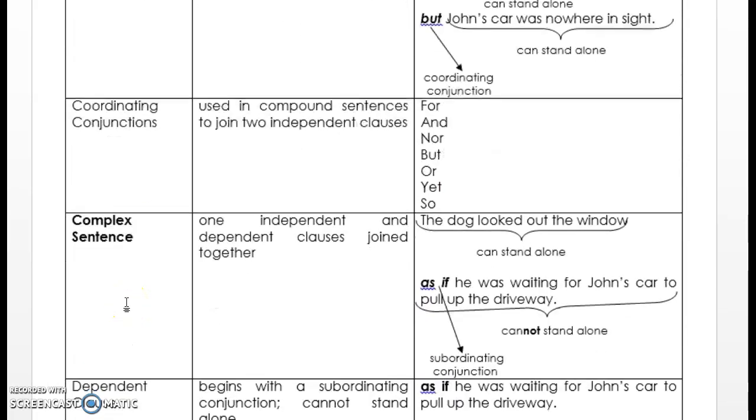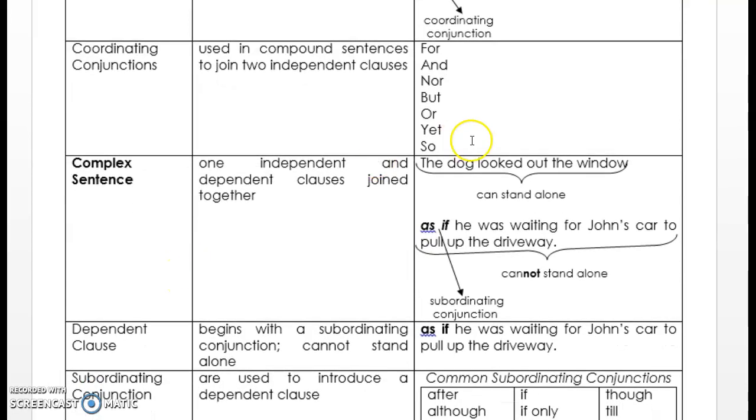And then lastly, we have our complex sentences. And this means one independent clause, right, which is a simple sentence, and one dependent clause are joined together. A dependent clause is a phrase. It's not a full sentence, and it often begins with a subordinating conjunction. So we're going to talk about what that is here in just one second.